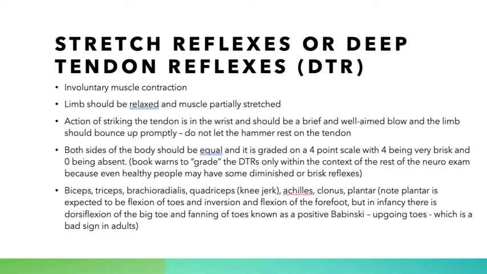Now, when you are checking reflexes, both sides of the body should be equal, and they are graded on a 4-point scale, with 4 being very brisk and 0 being absent. The book does warn that grading the DTRs is only within the context of the rest of the neurological examination, because even some healthy people may have diminished or very brisk reflexes.